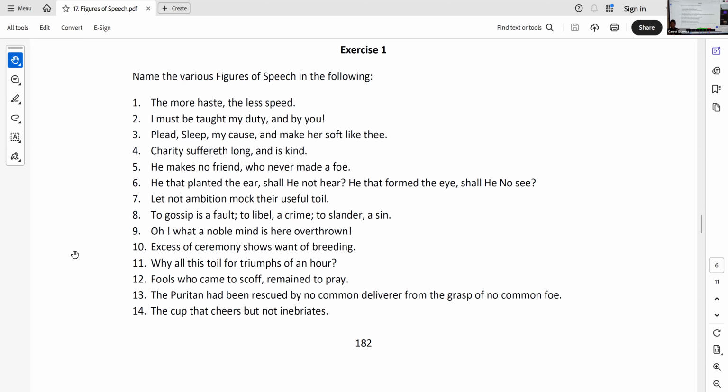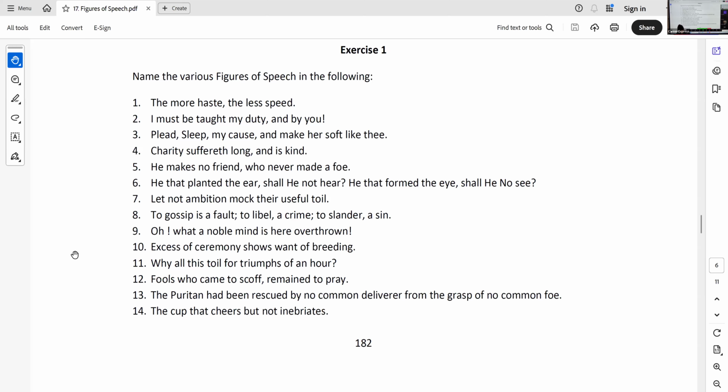मतलब हम लोग का अपनी याद आ गई मुझे. That's so much pomp and so much celebration. It shows want of breeding, perhaps. सोचना पड़ेगा. Why all this toil? This is an epigram, a saying. Correct. Number 11.